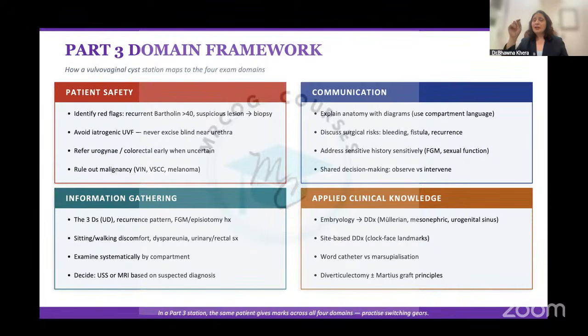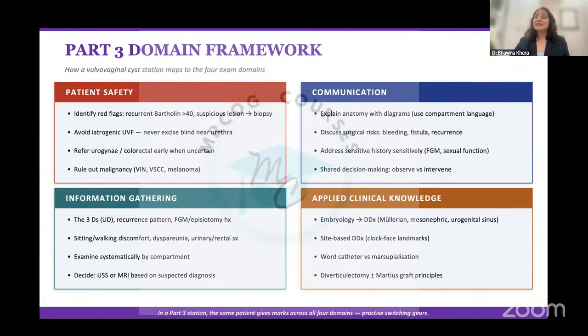For applied knowledge, at least point out exactly, because the patient is going to ask you why this lesion. So the embryological aspect should be very clear in your mind. The exact diagnosis should be very clear. What are the key pointers so that you can tell exactly what the cause behind it is?